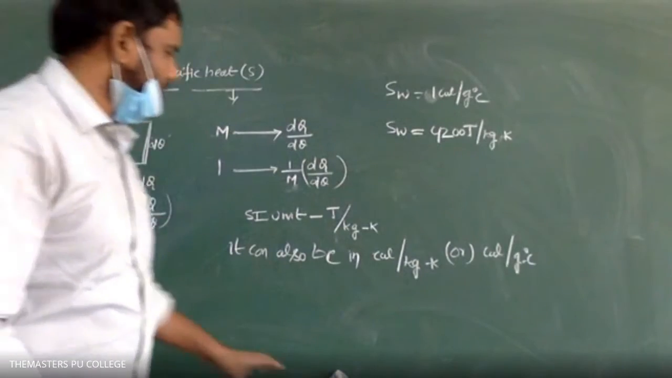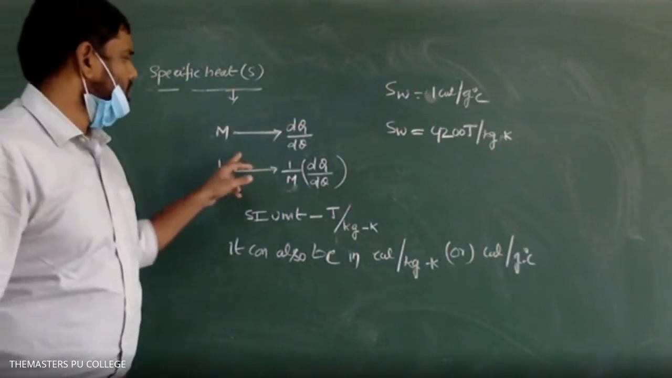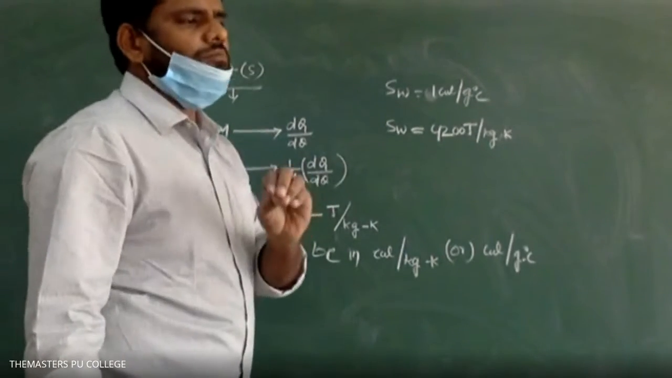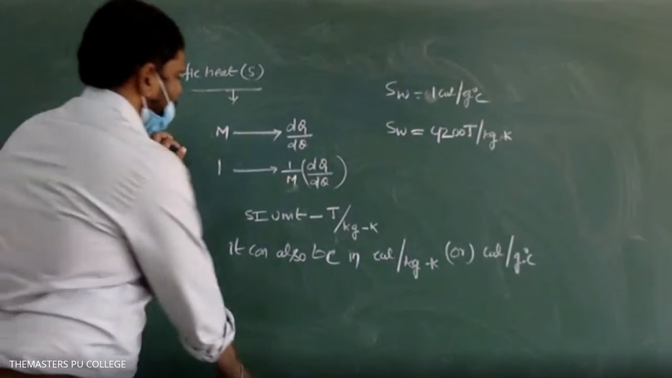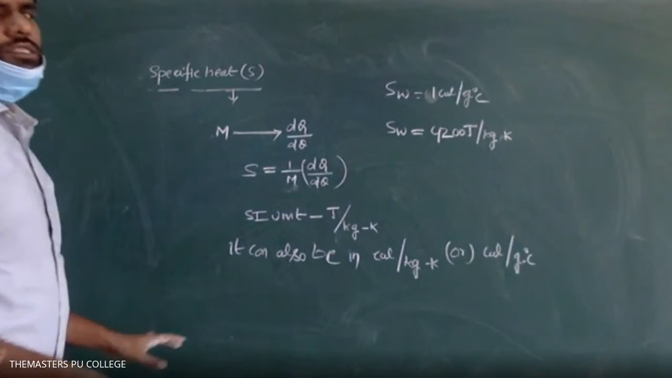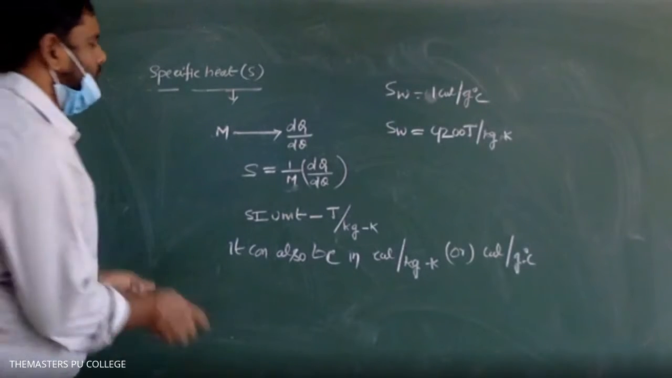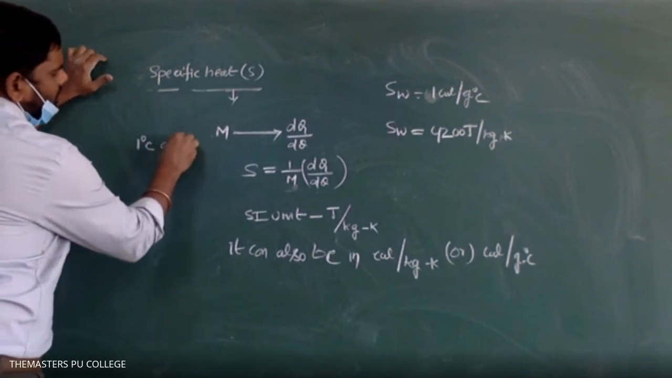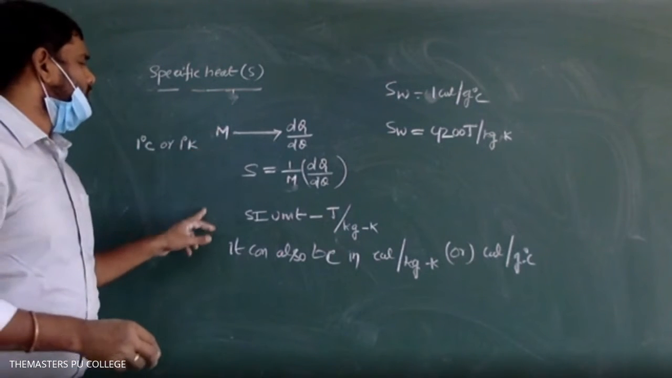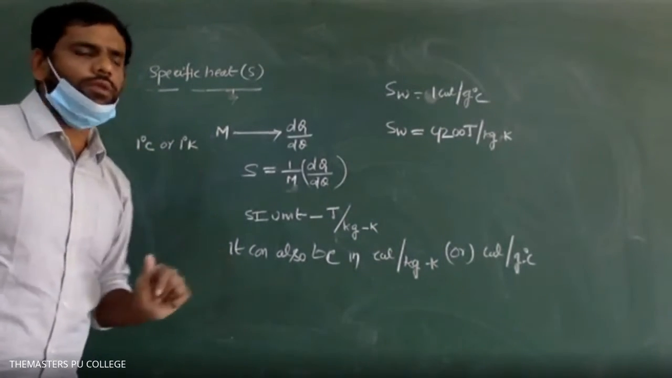First note down that specific heat. Then we'll go for water equivalents. Note down this statement. The heat required for a unit mass of substance to raise its temperature by 1 degree centigrade or 1 degree Kelvin. Specific heat means the heat required to raise the temperature of unit mass of substance through 1 degree centigrade or 1 degree Kelvin. Okay, that is called specific heat.